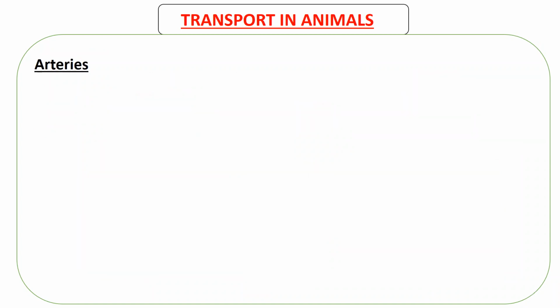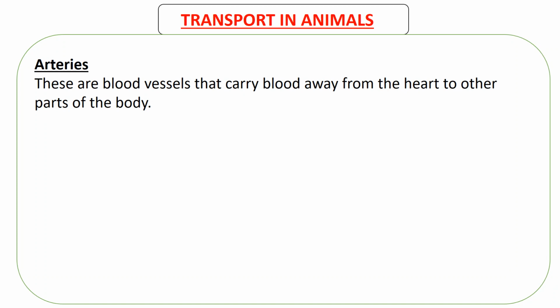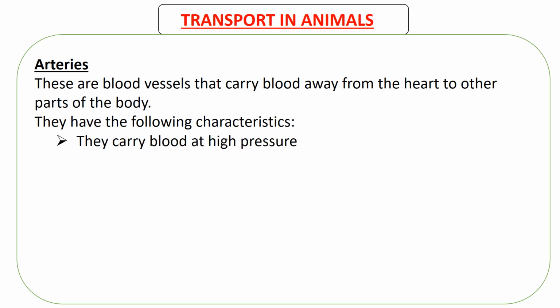So we're going to start with arteries. The function of the arteries is to carry blood away from the heart to other parts of the body. Remember, when we were studying the heart, we talked about the pulmonary artery and the aorta. Both of these carry blood away from the heart. So what features do they have that make them do their job effectively? First, they carry blood at high pressure. Why? For blood to reach all parts of the body, it has to be pumped by the heart at a high pressure. Okay, so they carry blood at high pressure.